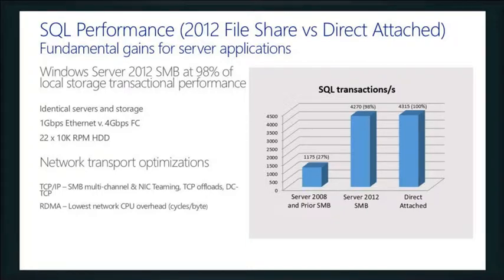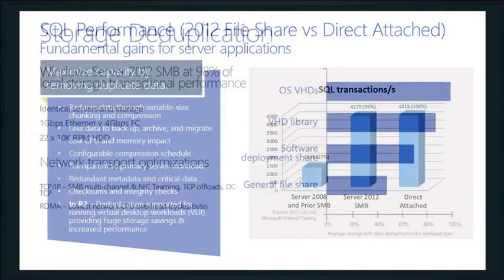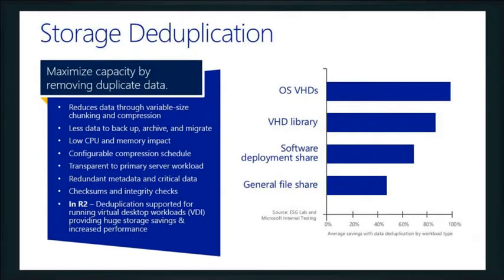You may want to invest in some RDMA NICs. Those are highly recommended. With SMB multi-channel, NIC teaming, TCP offload engine, and RDMA capability added on, I think you're going to be blown away by the performance. So, a couple of real quick slides and then we're going to jump into the demo. Storage deduplication.